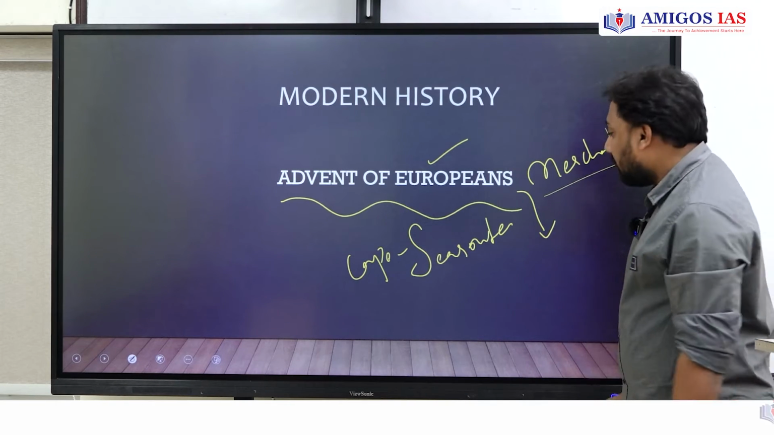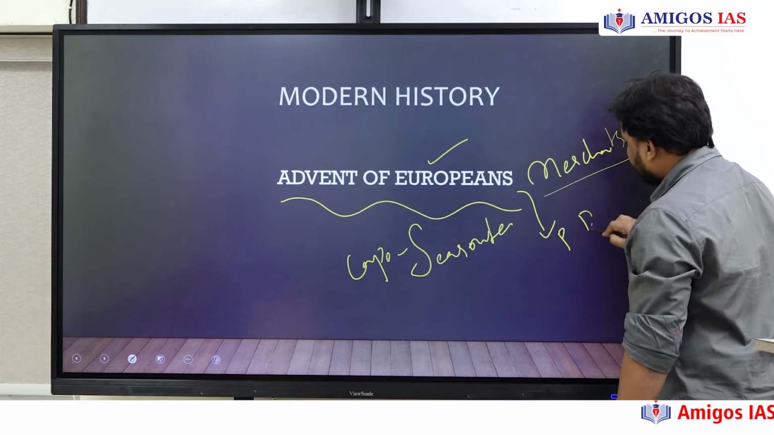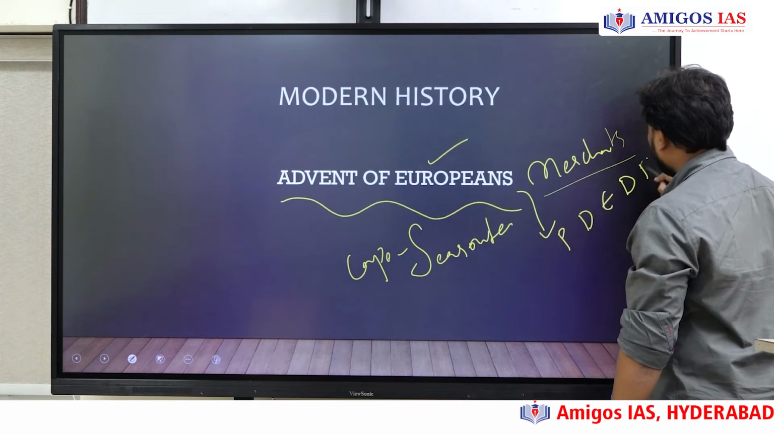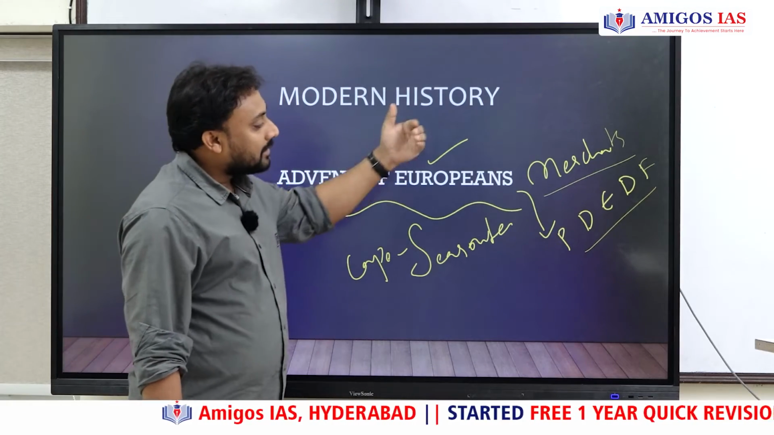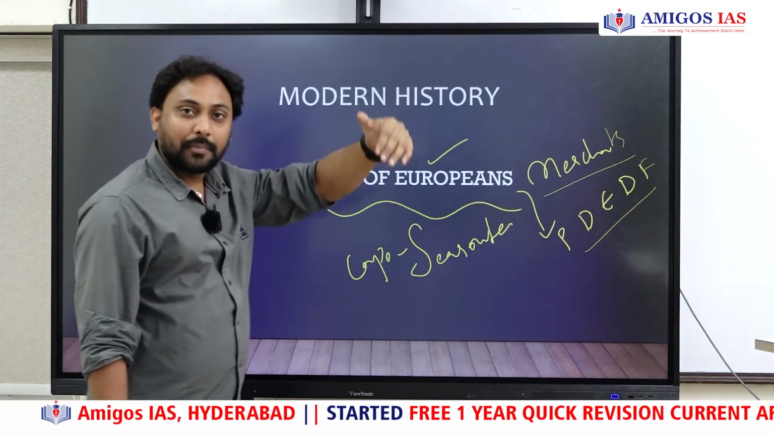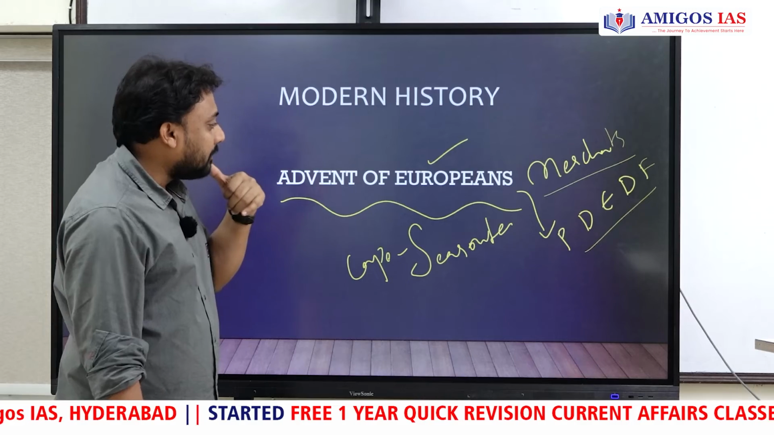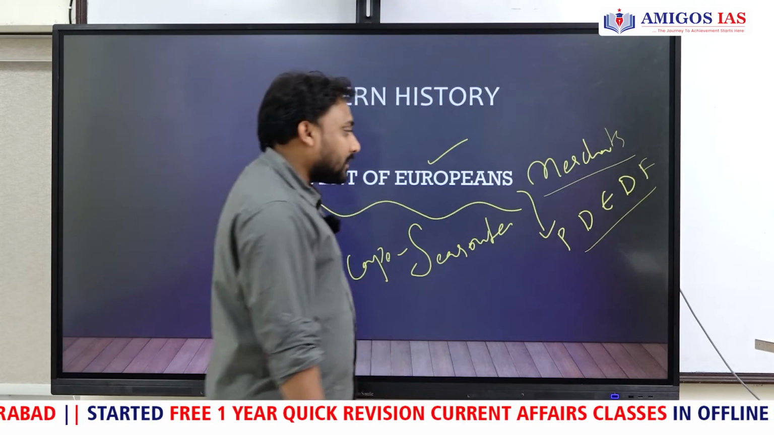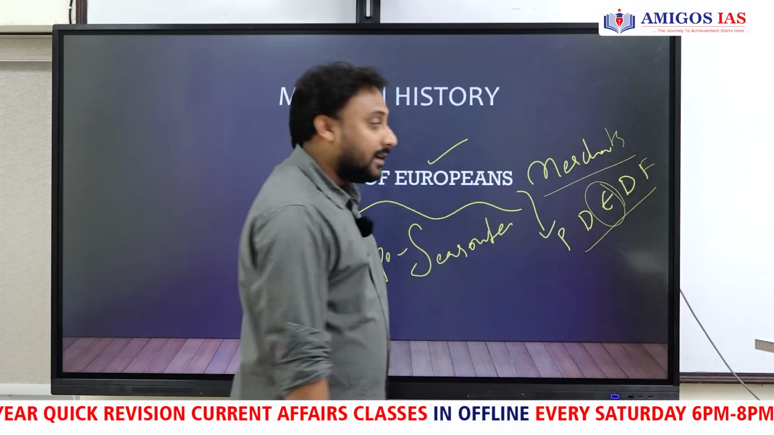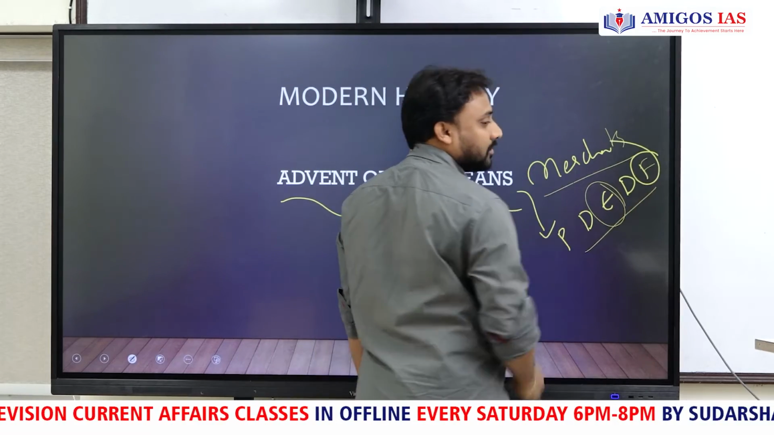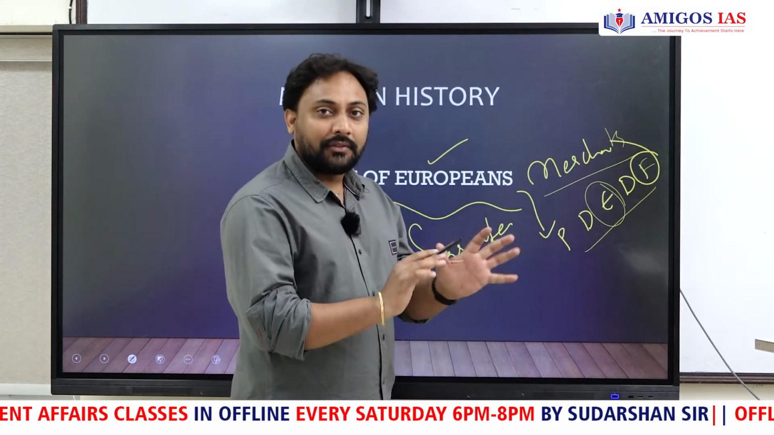Understand? Portuguese, Dutch, English, Danish and French. PDEDF is a shortcut to remember. Portuguese, Dutch, English, Danish, French. This is the order of Europeans coming to India. Understand? Then finally, who is successful? The English are successful. Who is the rival competitor for English trade in India? The French. Understand? Here the story is between the English and the French.